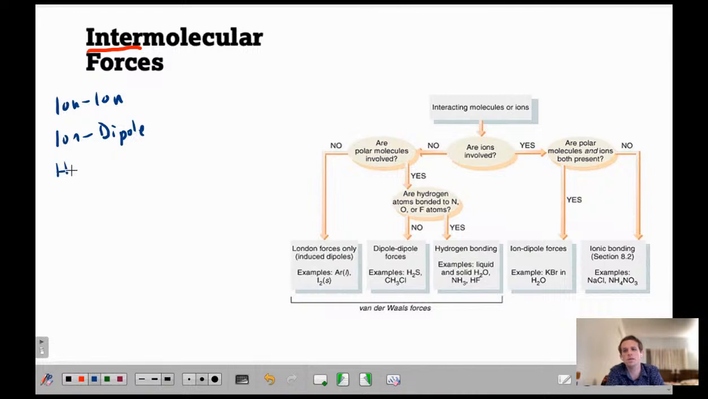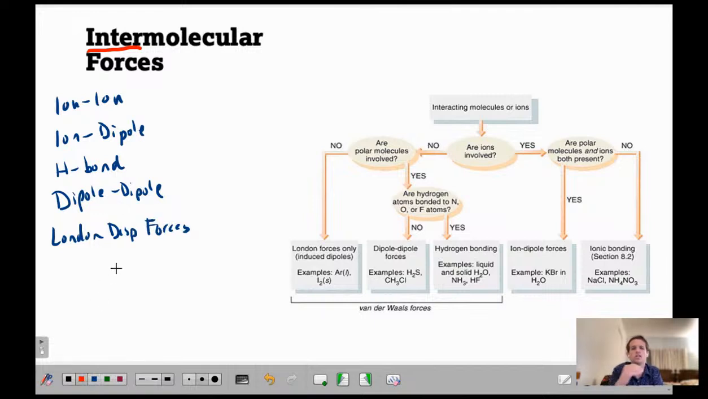Right below that is our special type of dipole-dipole, which is a hydrogen bond. Then we've got the dipole-dipole. And finally, at the bottom, we have London dispersion forces. Let's see how this works. London dispersion forces, everybody. This is like the people's IMF. Everybody gets this one, right? Every single type of molecule has London dispersion forces. Dipole-dipole is going to be limited to polar molecules.